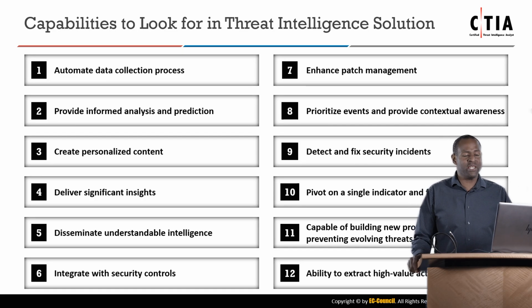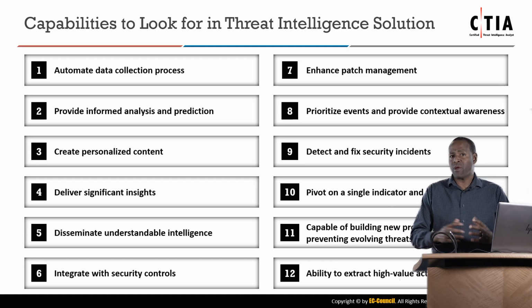So let's look at some capabilities to look for. In this course, you're thinking, you know what, we need to do better in our organization. In fact, I want to make sure that I have a good threat intelligence solution. You can't monitor all this yourself like we were talking about earlier. You need to make sure that you have a solution ready to go. So let's talk about some of the capabilities to look for in a threat intelligence solution. Number one, automation.